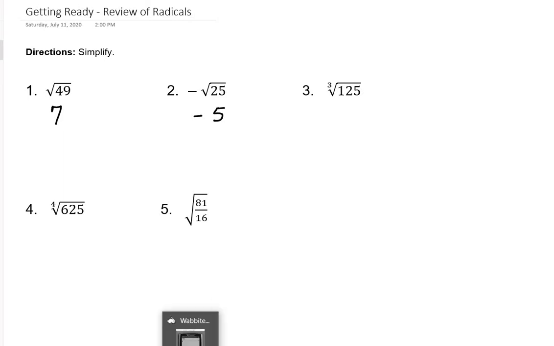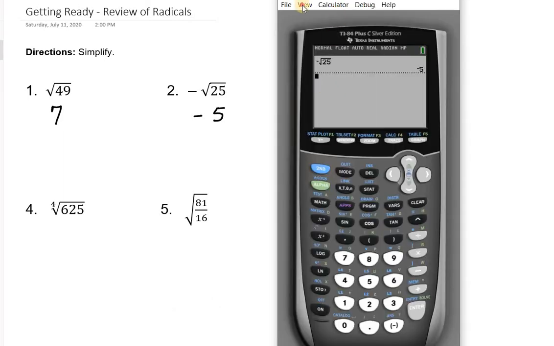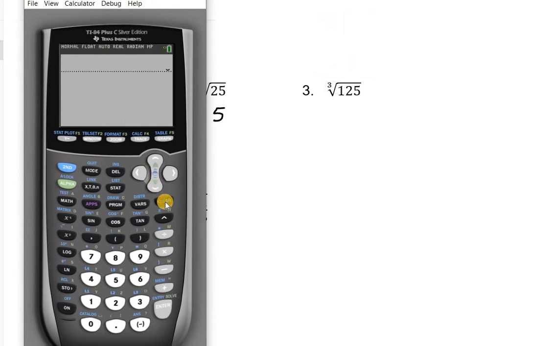Okay, the next problem I have is a cube root. So what I'm going to do here, let me clear this, is access this key on the left of my calculator that says math. And then I'm going to scroll down till I get to that fourth option where I have a cube root. Press enter, and you can see my cursor is already under the radical sign, so I can just go ahead and type in 125, and that's going to give me the answer of 5.